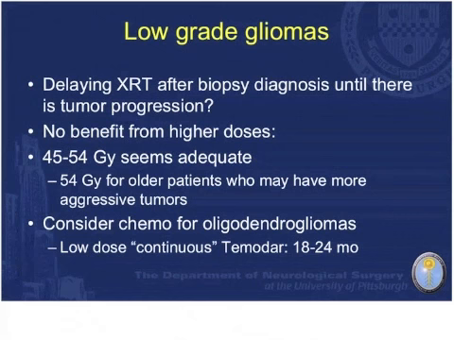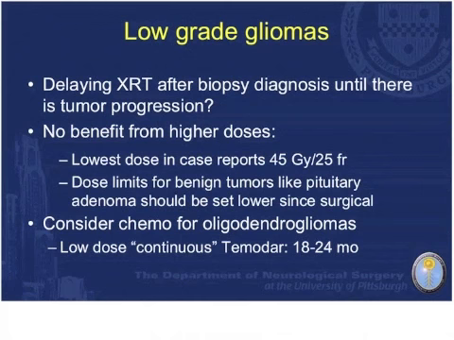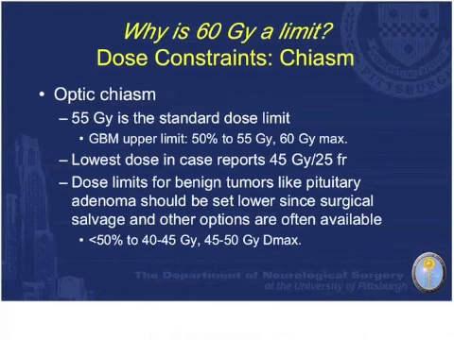Of course, the consideration of chemotherapy, either with radiation for malignant oligos or by itself for typically low-grade or grade 2 oligos, is another option. There's also this recent interest in delaying radiotherapy after diagnosis until there's tumor progression, almost cycling back to the 80s where observation was frequently a consideration. So why do we have this limit?